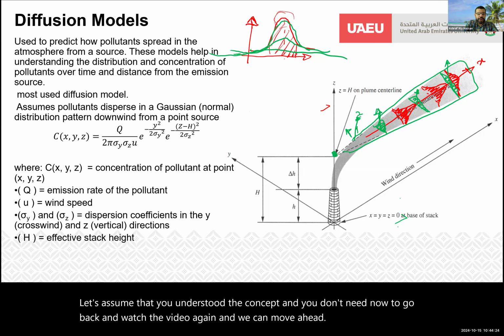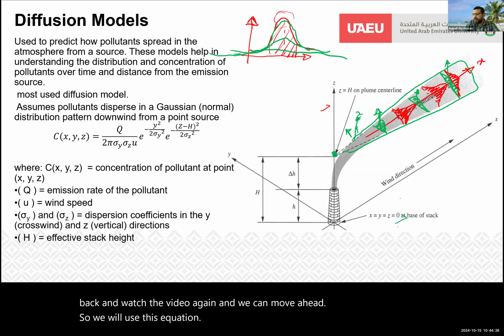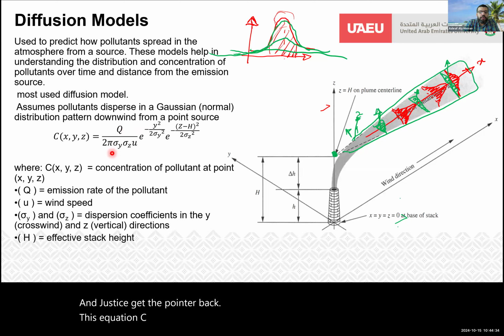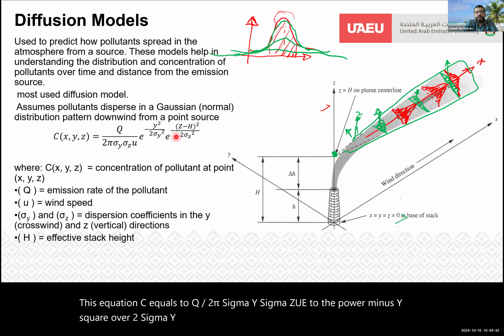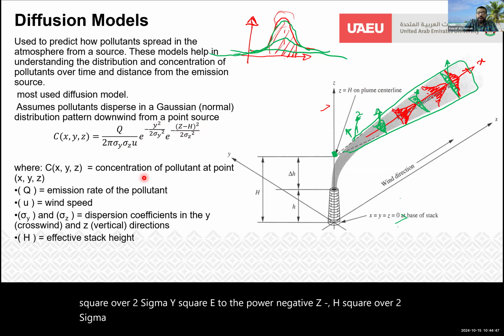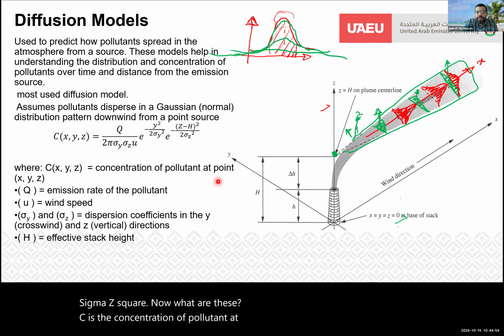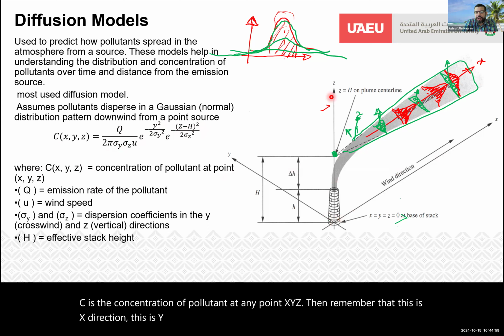So we will use this equation. Let me just get the pointer back. This equation: C equals Q over 2 pi sigma y sigma z u, e to the power minus y squared over 2 sigma y squared, e to the power negative (z minus H) squared over 2 sigma z squared. Now, what are these? C is the concentration of pollutant at any point x, y, z. Remember that this is x direction, this is y direction, this is z direction.